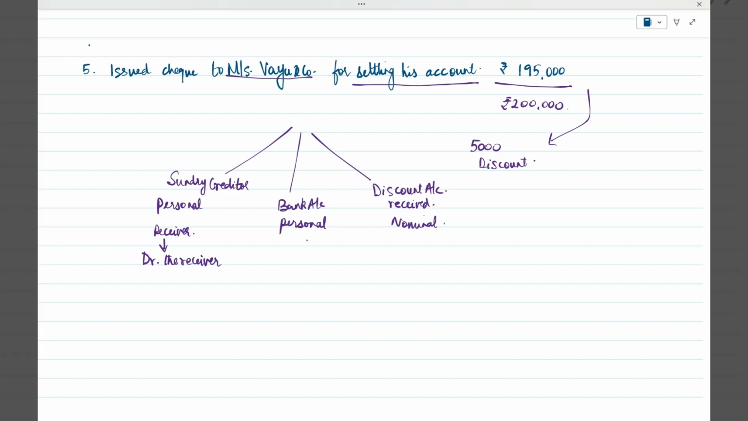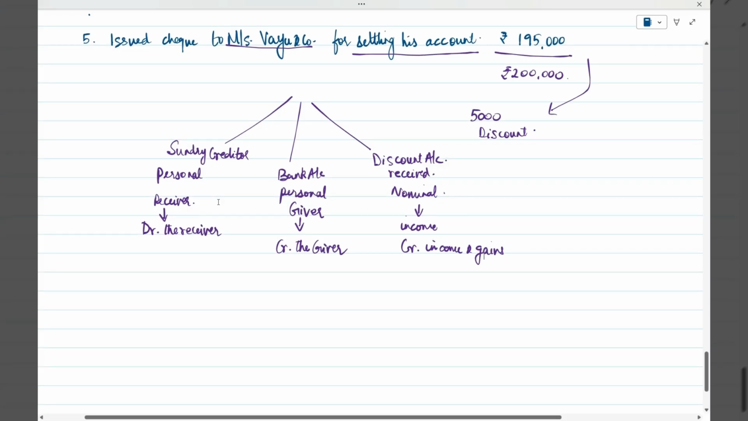So how about bank? We issued a check. So bank is the giver in this case. So what we do? Credit the giver. Okay. What is this discount received? So as it said, it is discount received. Correct. So it is in the nature of income. So in nominal account, what does the rule say? We need to credit all incomes and gains. It was a discount that the sundry creditor provided us, so we need to credit all incomes and gains.